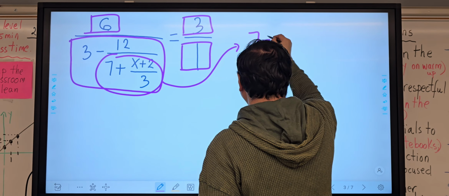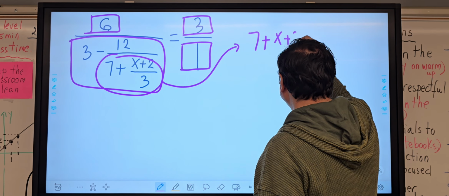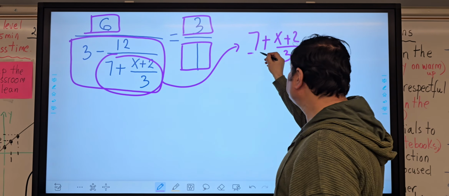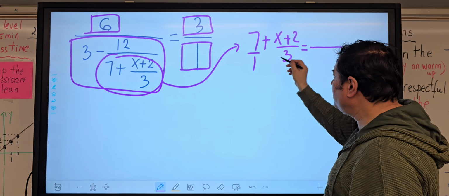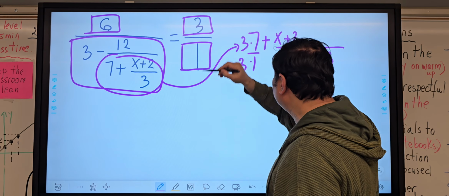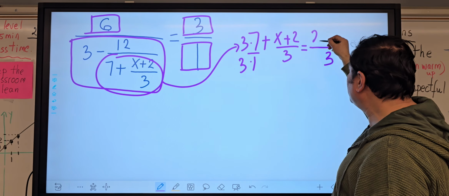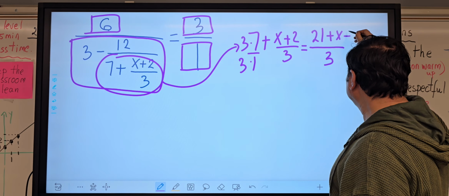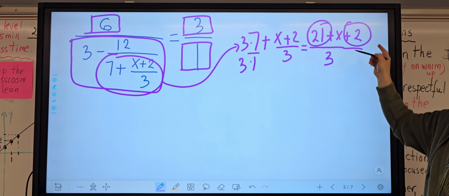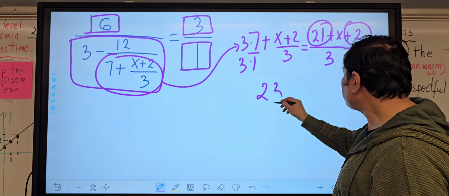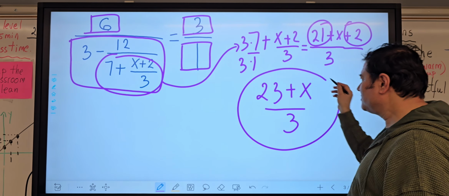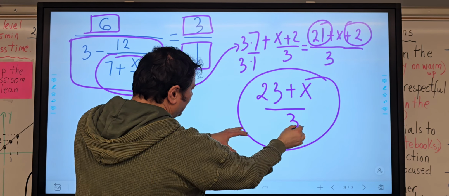So we have 7 plus x plus 2 over 3 equals. Again, we can write 7 as 7 over 1. The common denominator between 3 and 1 is 3. So we have to multiply 1 by 3. Whatever we do on the bottom, we multiply on the top. 3 times 7 becomes 21 plus x plus 2 over 3. If we combine the like terms, 21 plus 2 becomes 23 plus x over 3.